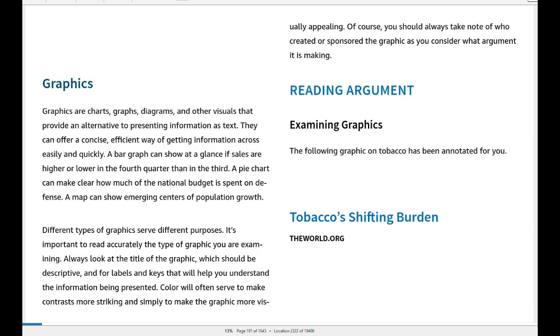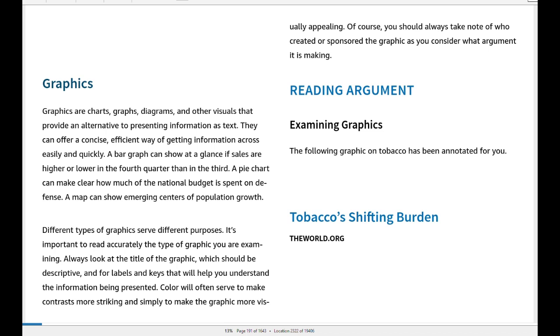Graphics. Graphics are charts, graphs, diagrams, and other visuals that provide an alternative to presenting information as text. They can offer a concise, efficient way of getting information across easily and quickly. A bar graph can show at a glance if sales are higher or lower in the fourth quarter than in the third. A pie chart can make clear how much of the national budget is spent on defense. A map can show emerging centers of population growth.